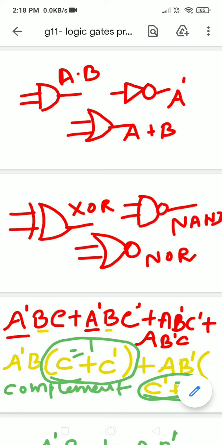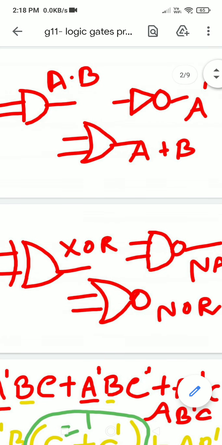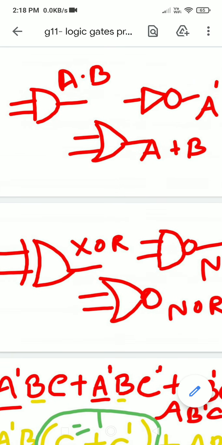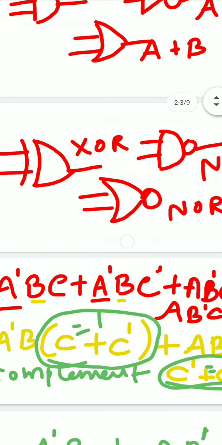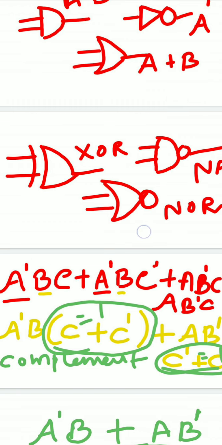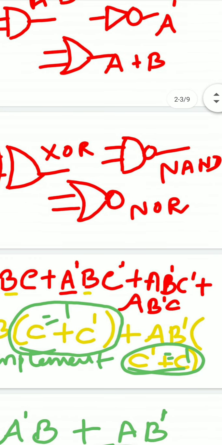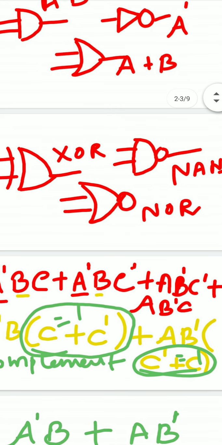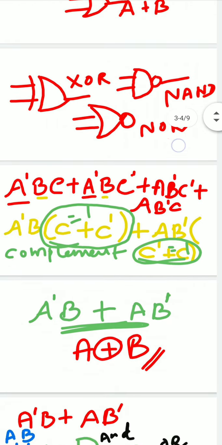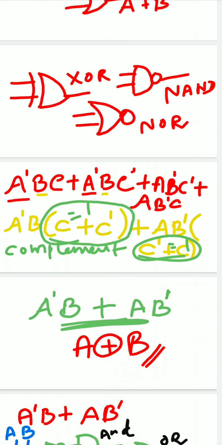Once again, here I have given you the basic gates which we learnt. First one is AND gate. This is the symbol and the expression is A dot B. OR gate, A plus B with the symbol, and NOT gate. Once again I have explained all those things for the students who missed a few sessions. See, this is XOR and look at the symbol, and this is NAND gate, complement of AND, and NOR gate, complement of OR.